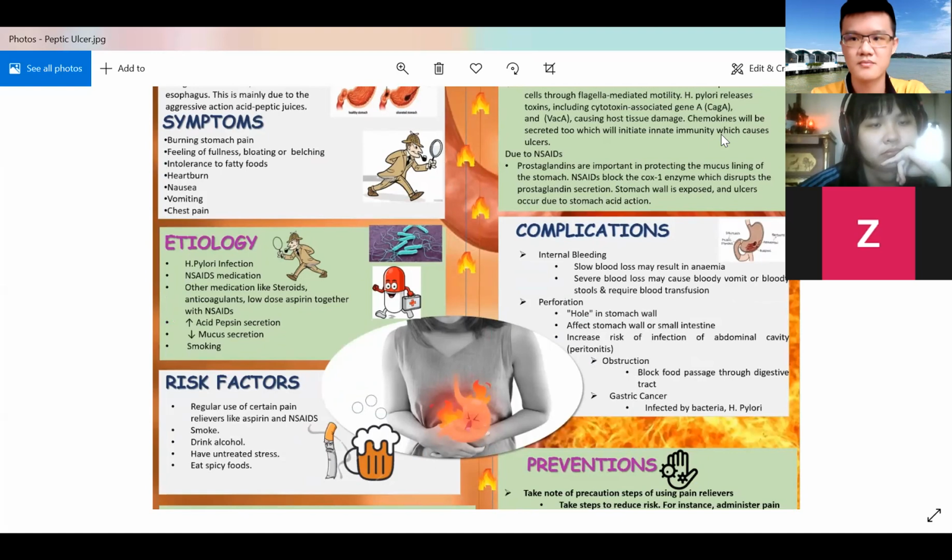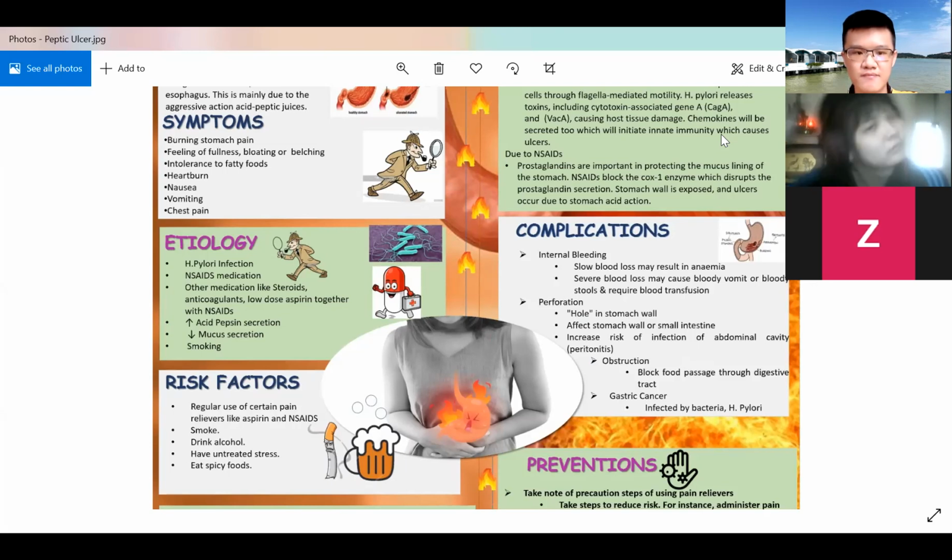So for the H. pylori infection, we know that H. pylori is a bacteria. So this bacteria actually will go into our intestinal lining and it will release some toxin. Examples of toxin that release are called the cytotoxin associated gene A and also the VacA. This will cause our stomach lining to be damaged. And when there is a damage, our body will try to compensate for it. So they will release some chemokine and then will initiate the innate immunity, and this all will lead to an ulcer in the stomach.